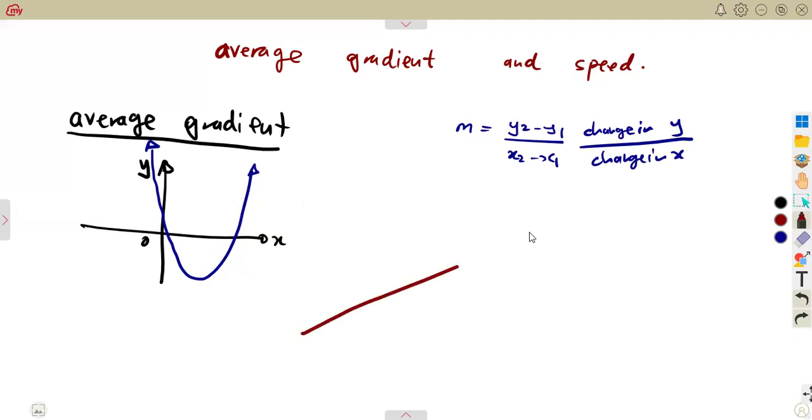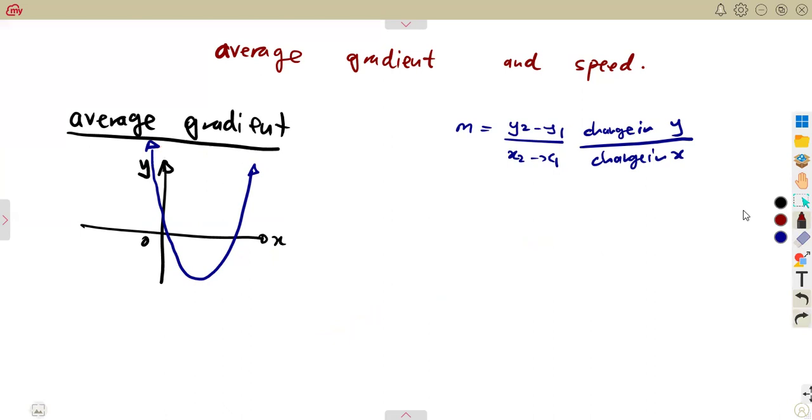A straight line increases the same way. That is, the gradient is the same. It is decreasing the same way. The gradient is the same. But in this case, it is not the same. So that's why we consider the average gradient.